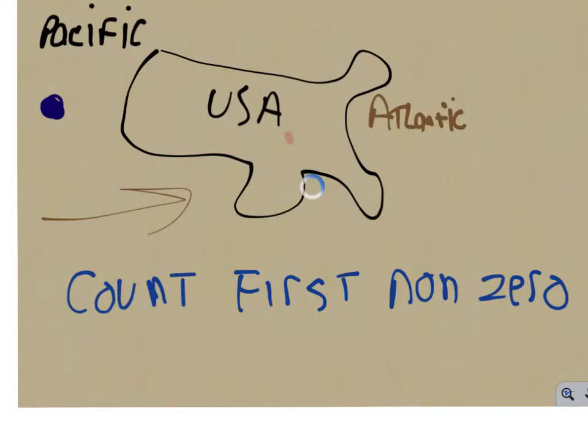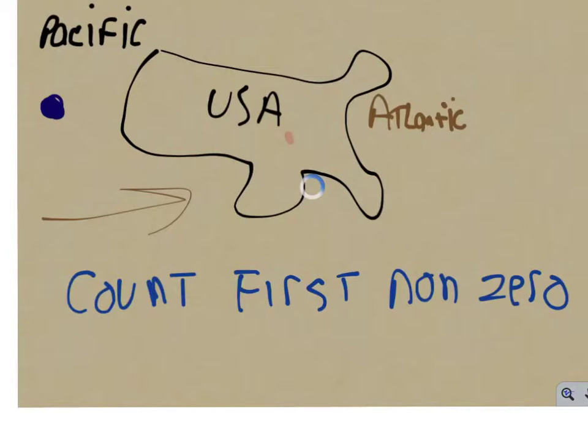Here's an easy way to remember the rules for sig figs. Let's draw a map of the USA. I know my state of Texas is a little off here. In the USA, you have two oceans. On the left, you have your Pacific Ocean, and on the right, you have your Atlantic Ocean. Now imagine in the Pacific Ocean having a big buoy that's bobbing up and down in the water. This buoy will represent a decimal point.